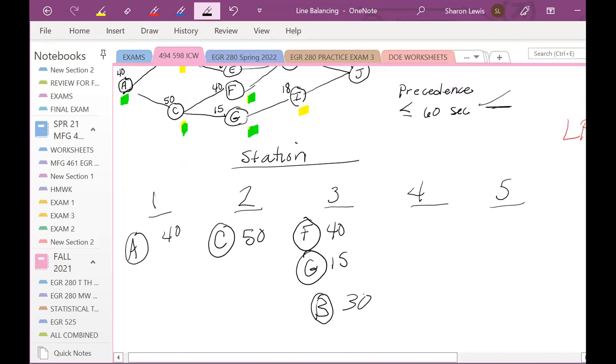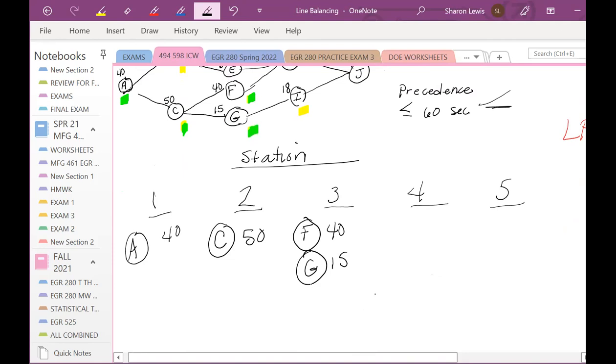Too much, can't do it. All right, so what about the second in line, 18? Can I put I in there at 18? And the answer is no, that exceeds 60. So can't go to that one.